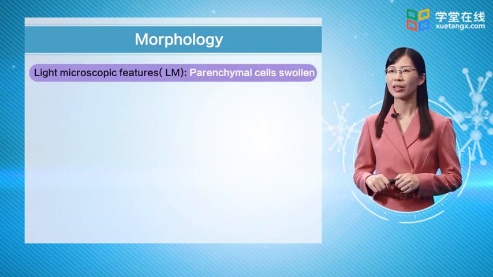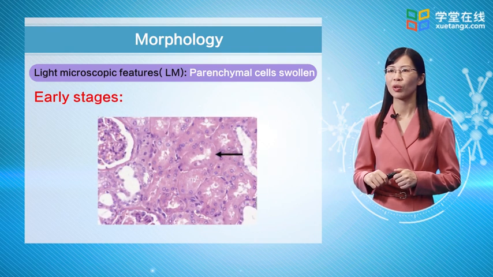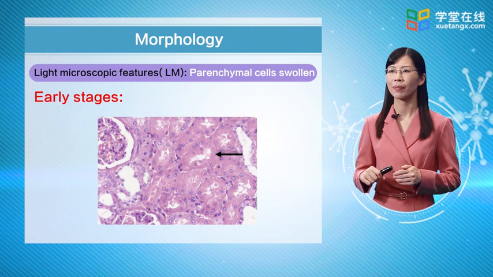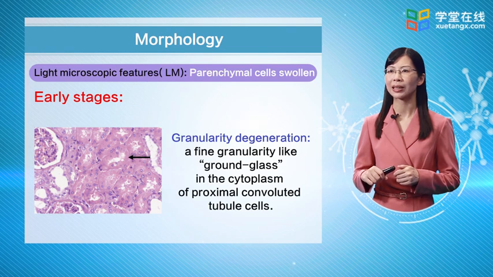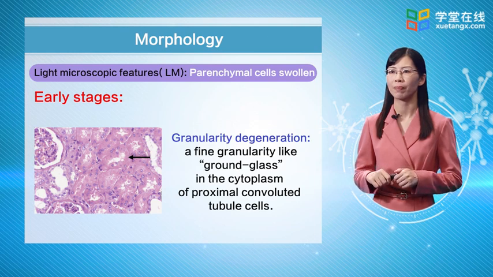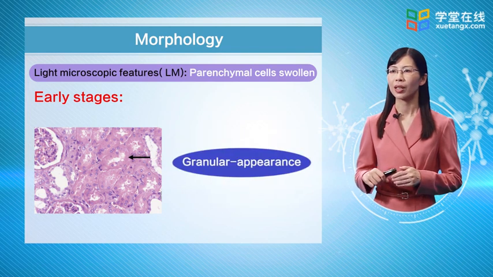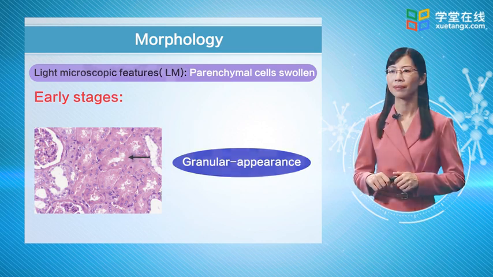Histologically, we can find the swollen parenchymal cells. Depending on different stages of edema, the morphology is different. The picture shows the histological appearance of the edematous kidney in an early stage. A fine granularity-like ground glass in the cytoplasm of the proximal convoluted tubule cells can be seen. Electron microscopy showed fluid accumulation in the dilated mitochondria and endoplasmic reticulum, hence giving it the granular appearance.